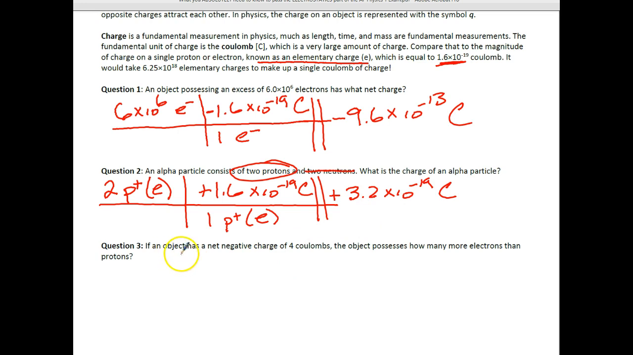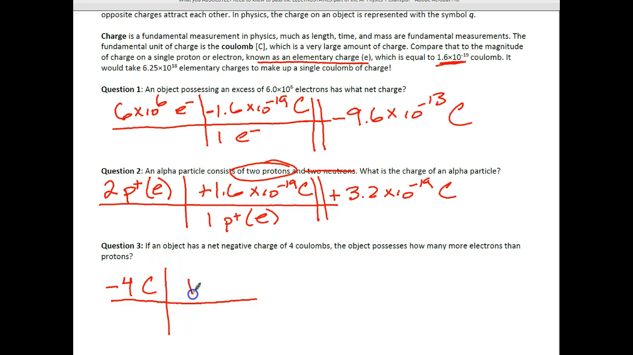For the next one, it says if an object has a net negative charge of 4 coulombs, so negative 4 coulombs, the object possesses how many more electrons than protons? So here we know that the charge is negative 4. And we've got to go ahead and convert this over to electrons.